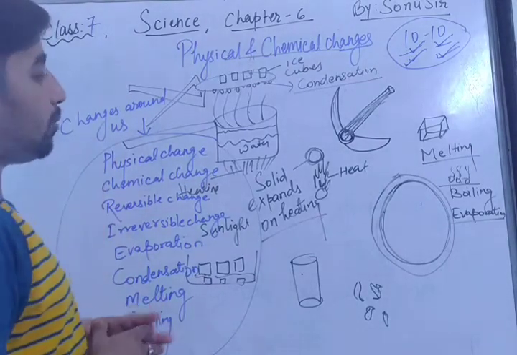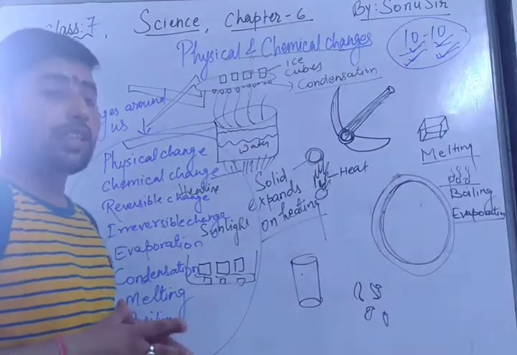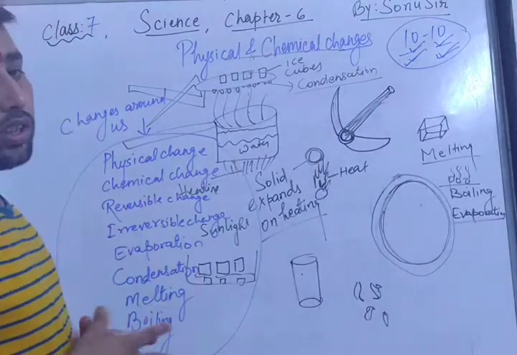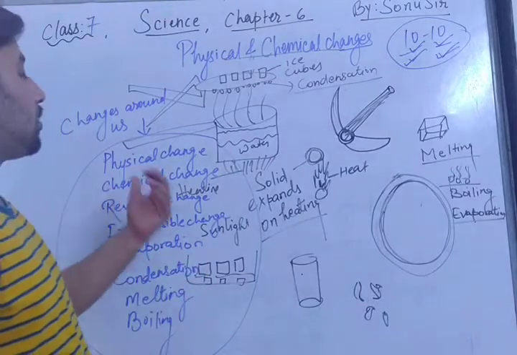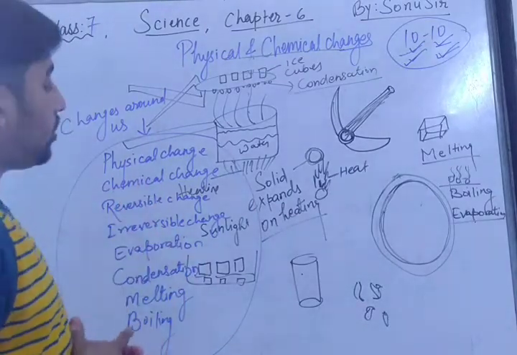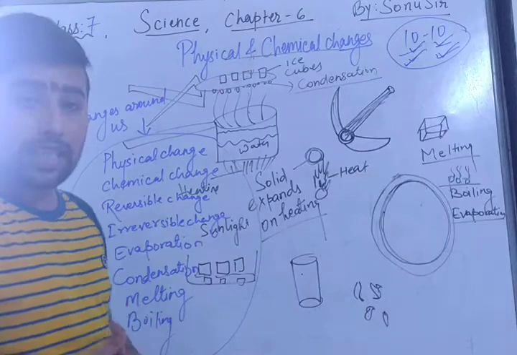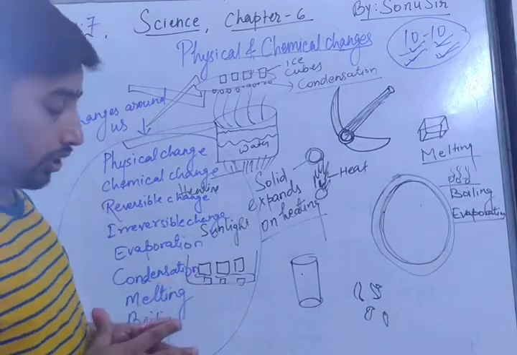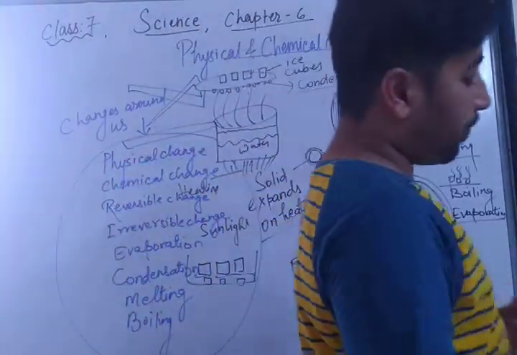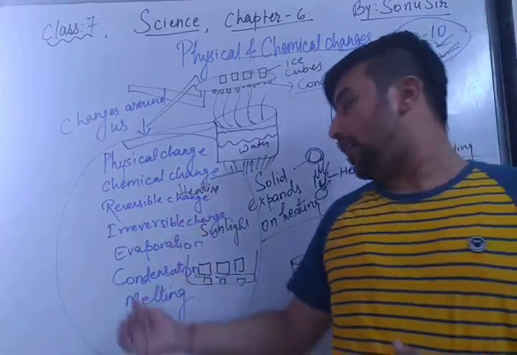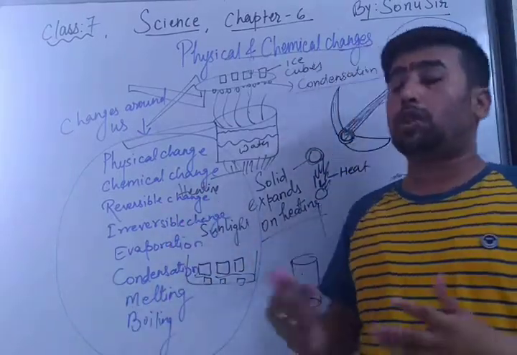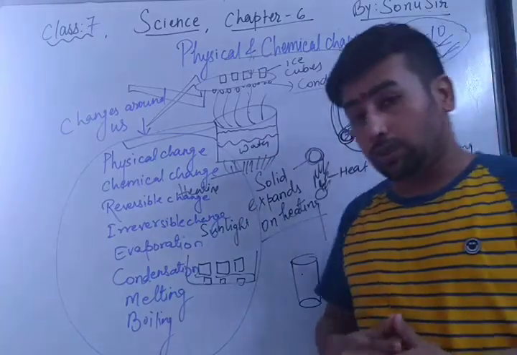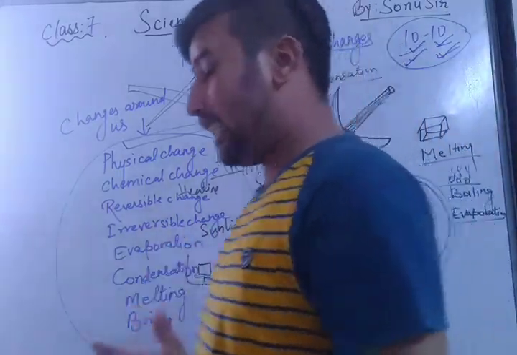A physical change means changes in which the materials do not form a new substance. They remain the same substance. That is called a physical change. And a chemical change is one in which a material gives a new substance after changing. Now I would like to ask you: what is evaporation, what is condensation, what is melting, what is boiling? Do they give a new substance, or do they come back to their original state?